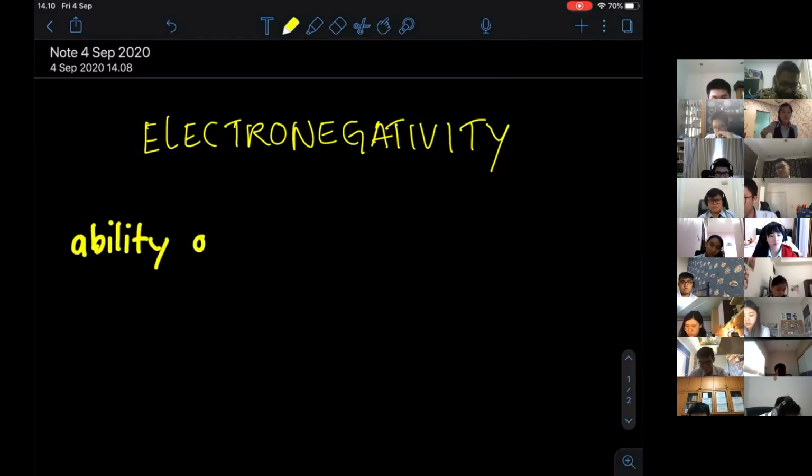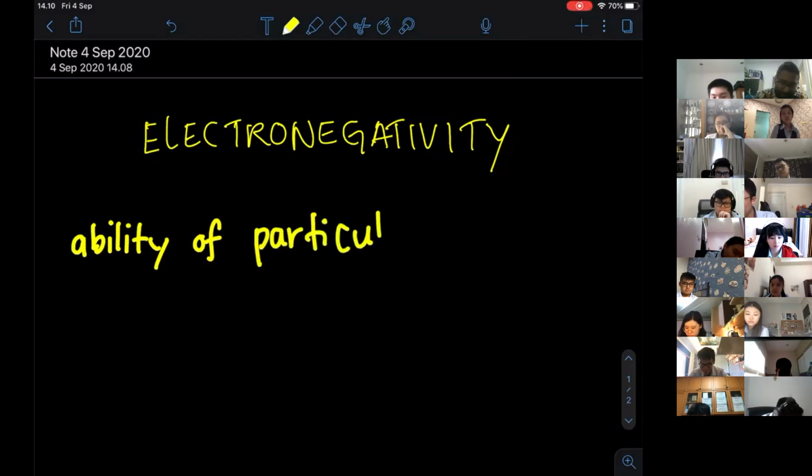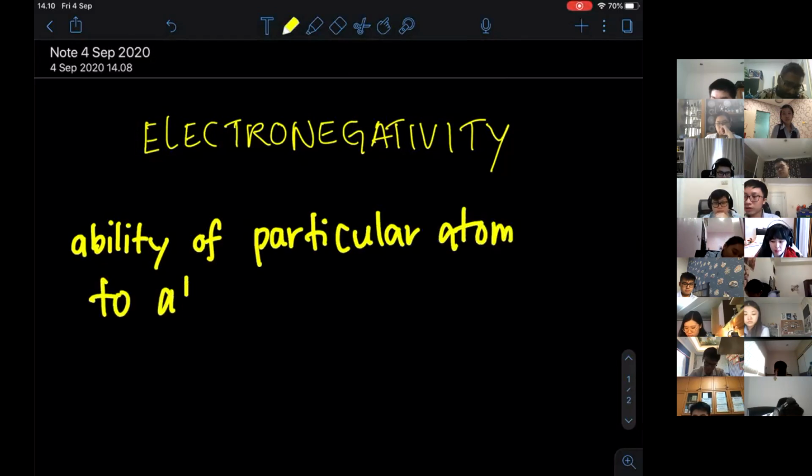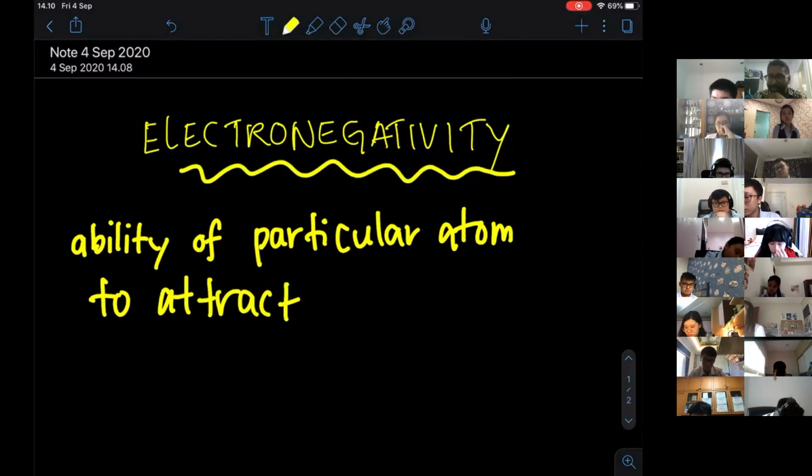Ability of what? Ability of a particular atom to attract. To attract what? You can see electronegativity. So what do you think? To attract what, Jasmine? What do you think? Based on Josh's definition of magnet, I told you it's almost similar to that. To attract what? Other atoms.